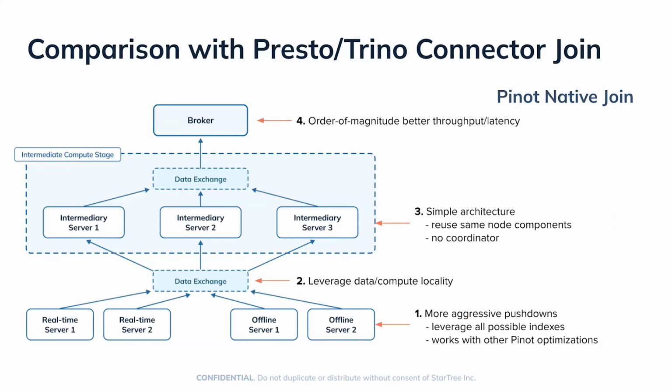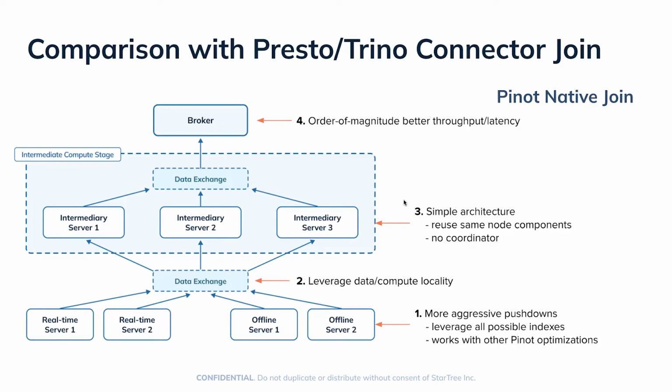But what you can do with the multi-stage engine is aggressively push down all of the things that we can do to leverage all possible indexes. It works with other Pinot optimizations such as pre-cubing and pre-aggregations. And then we leverage the data locality that users predetermine when they ingest the data, in order to lower the network latency. And we have extremely simple architectures, right?